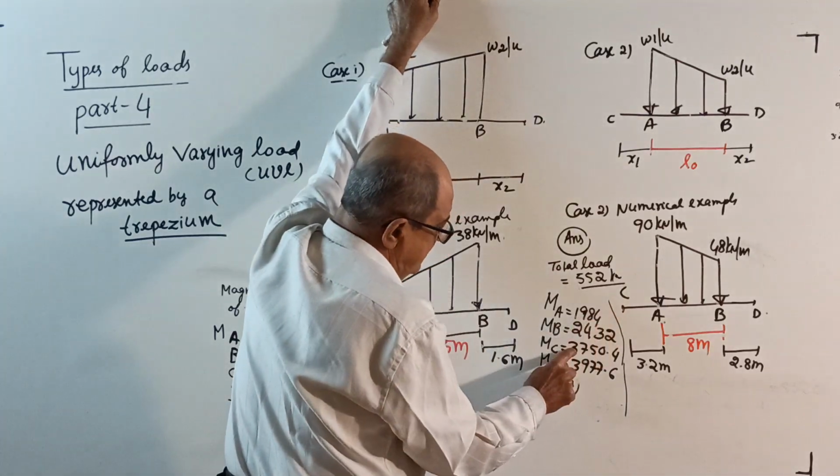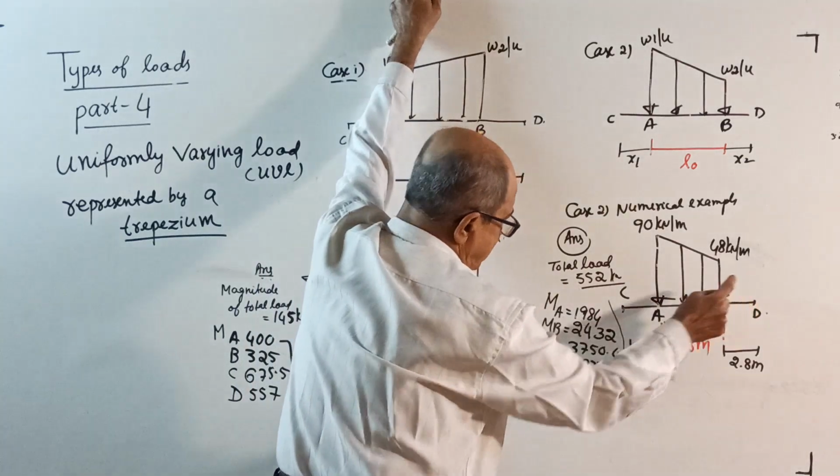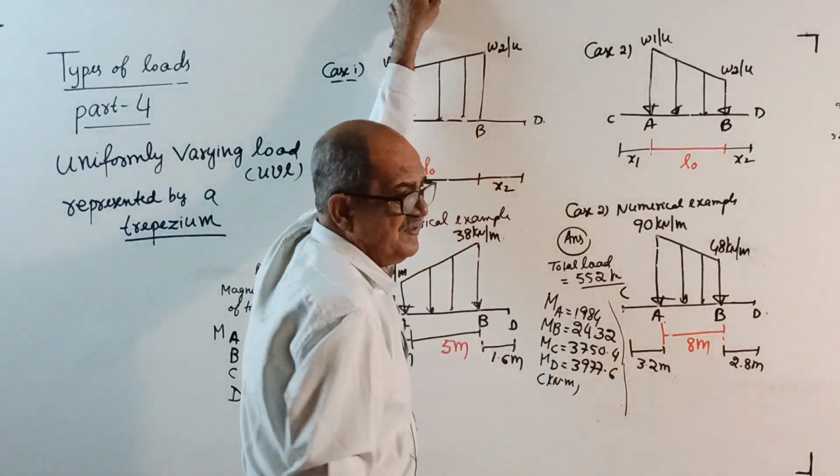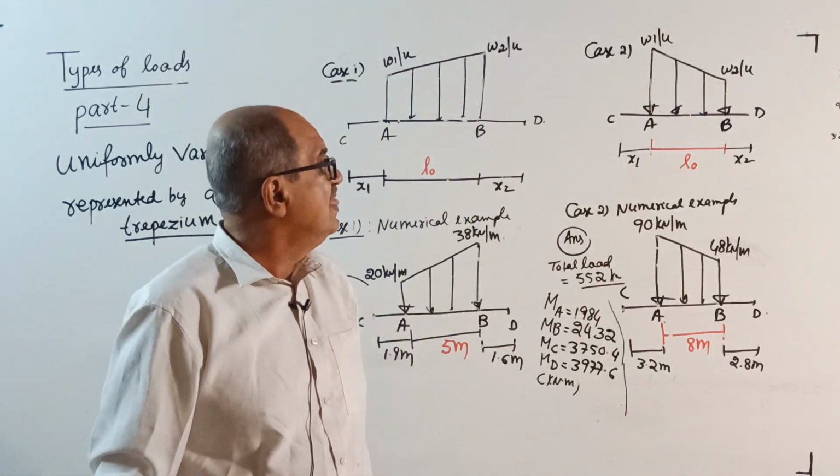Moment about C is 3750.4, about this point. Moment about D is 3977.6. So later I will tell you, you calculate and check the answer.